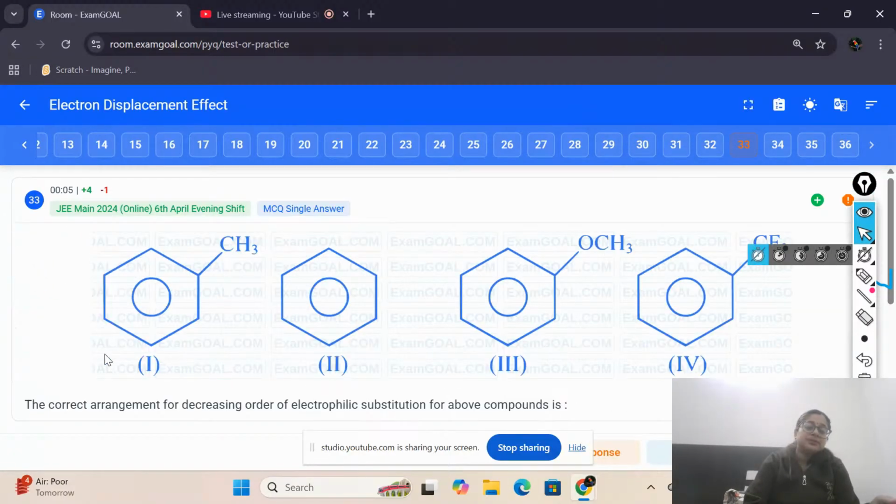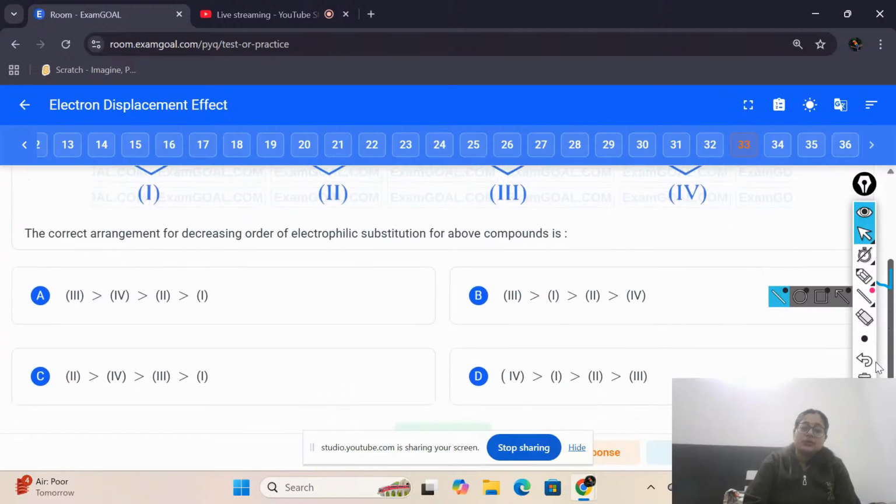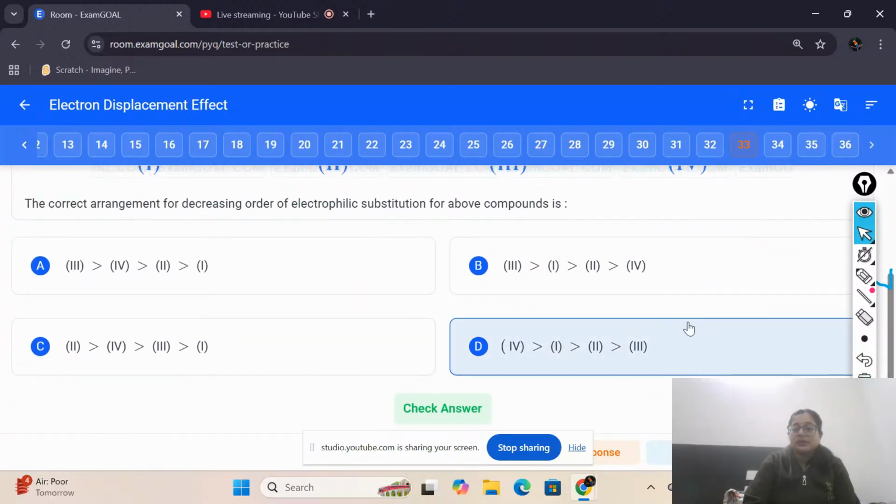Question 33: the correct arrangement of decreasing order of electrophilic substitution. Again, this is having plus R plus I effect, so showing greater stability. So third is having the most electrophilic substitution, then first, then second, fourth. Third, first, second, fourth.